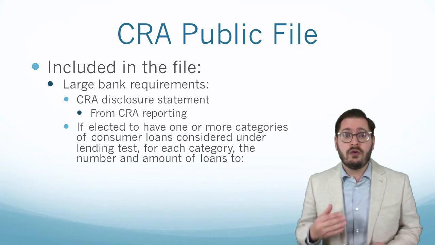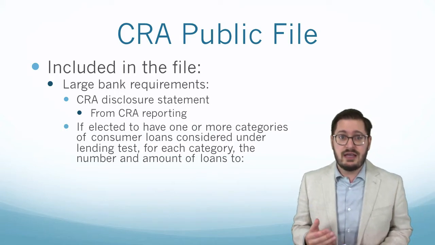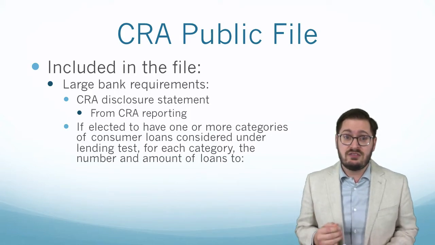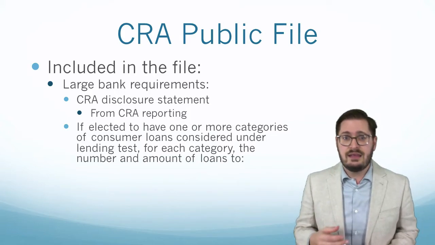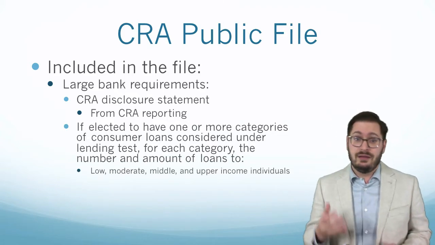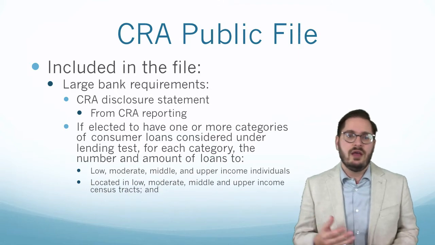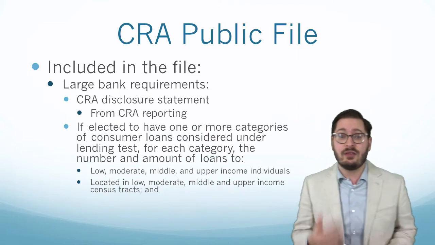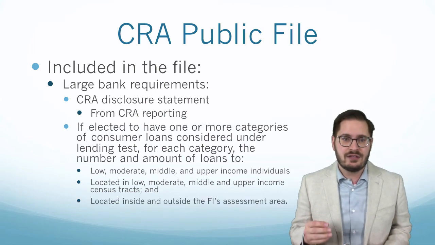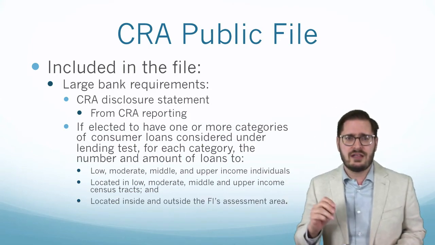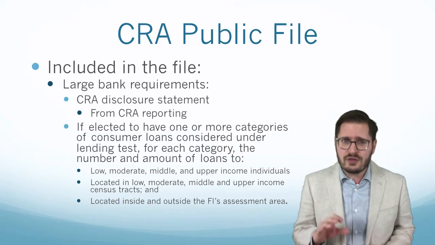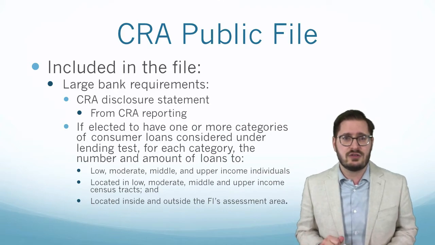Now, if a large financial institution has elected to have one or more categories of consumer loans considered under their lending test, then they have to include information based on low, moderate, middle, and upper income individuals, information that's located in low, moderate, middle, or upper income census tracts, and information about loans that are inside and outside of their assessment area. So some extra information for large financial institutions.